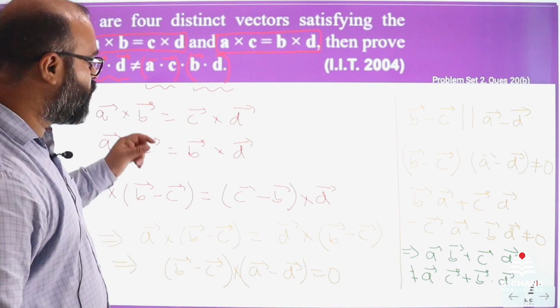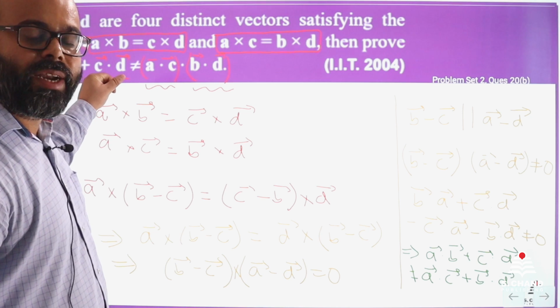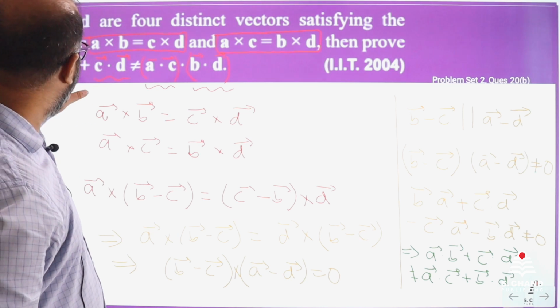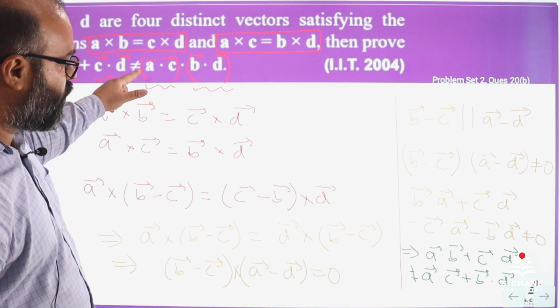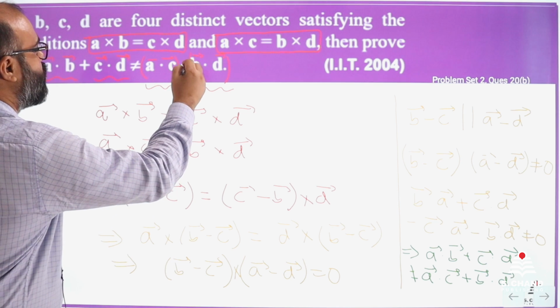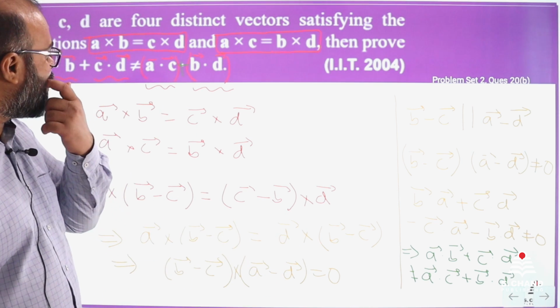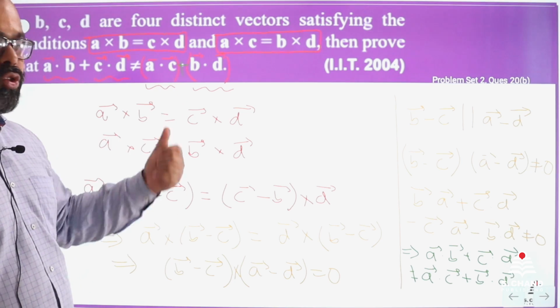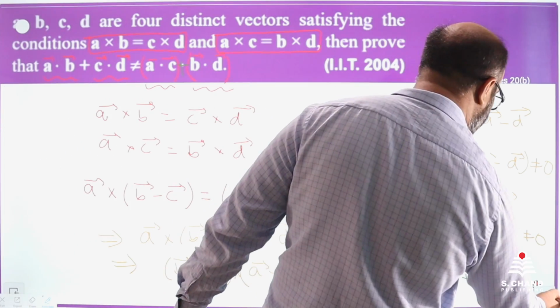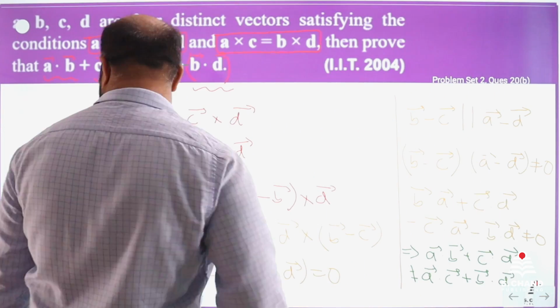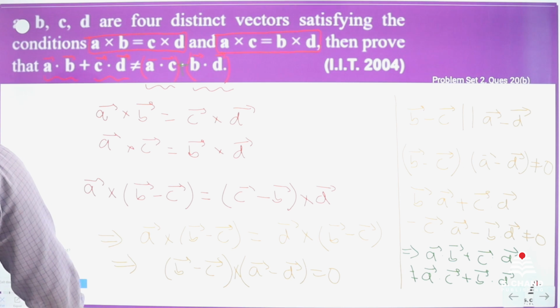So here there is a small change in the question which is needed. Actually it is a dot b plus c dot d not equal to a dot c plus b dot d. So this is a plus sign over here. So this you have to keep in mind. This is a question printing error which you can correct yourself if you solve it correctly. So let us see the next question.